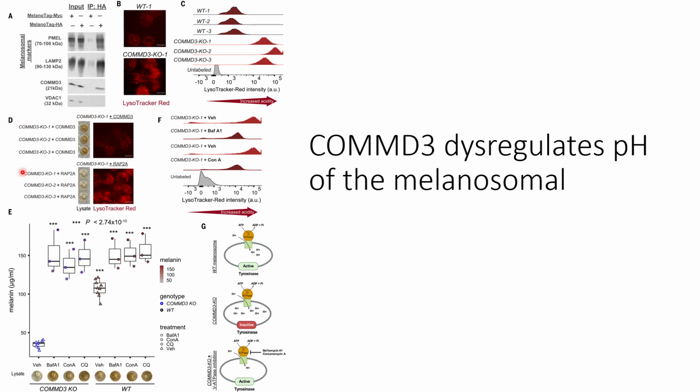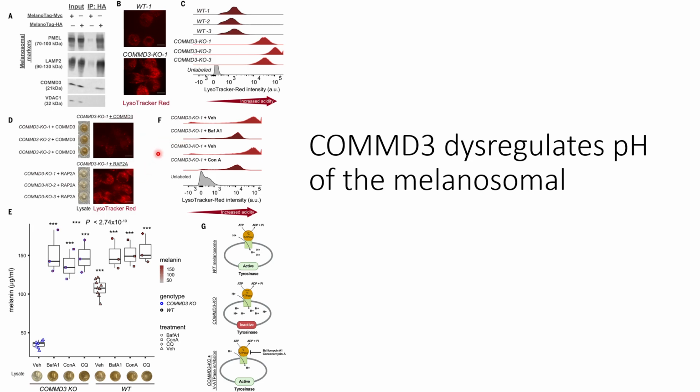And when they regrow COMMD3 in those cells, they can see a decrease in the pH, as we can see in the images. However, instead of COMMD3, if they supply another protein that is unrelated to melanosomes or the pigmentation process, but is dysregulated when COMMD3 is knockout or absent, such as RAP2A, they can see that there is no effect on the acidity of the pH. So this further made their point that COMMD3 helps in maintaining the pH.